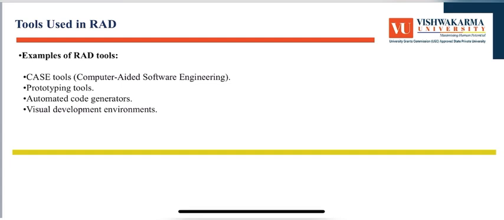So what are the tools used in the RAD model? Here are some examples of tools. First is CASE tool, which facilitates automated design and prototyping. Second is prototyping tool, which quickly creates and tests prototypes. Third is automated code generator, which accelerates coding by generating boilerplate code. Fourth is visual development environment.